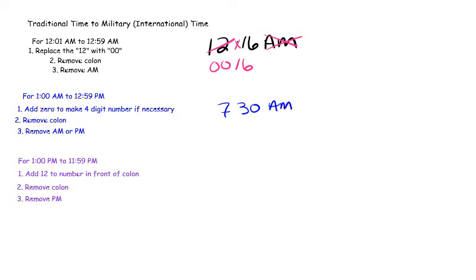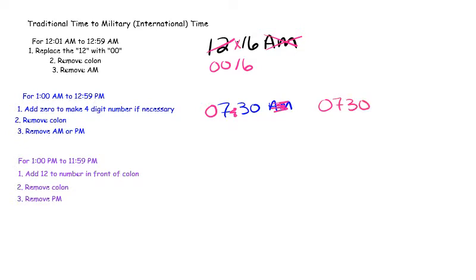7:30 a.m. You would add a zero to make it four digits, remove the colon, and remove the AM, so it would be 0730.